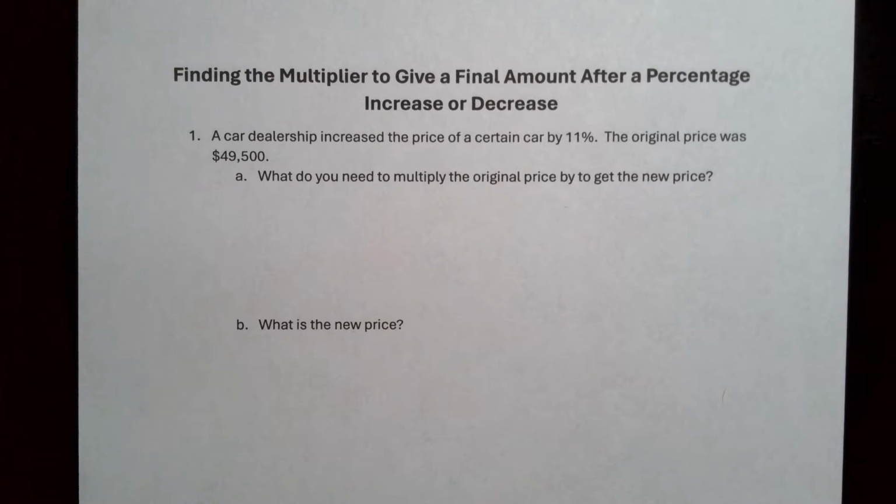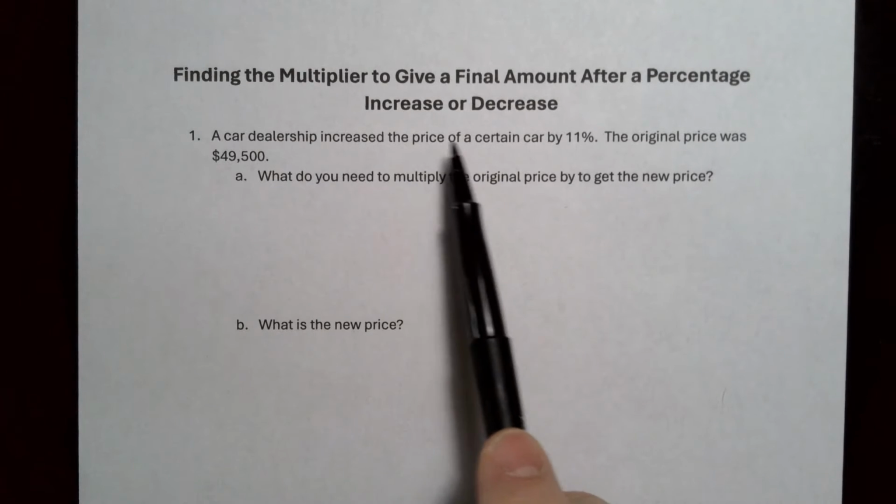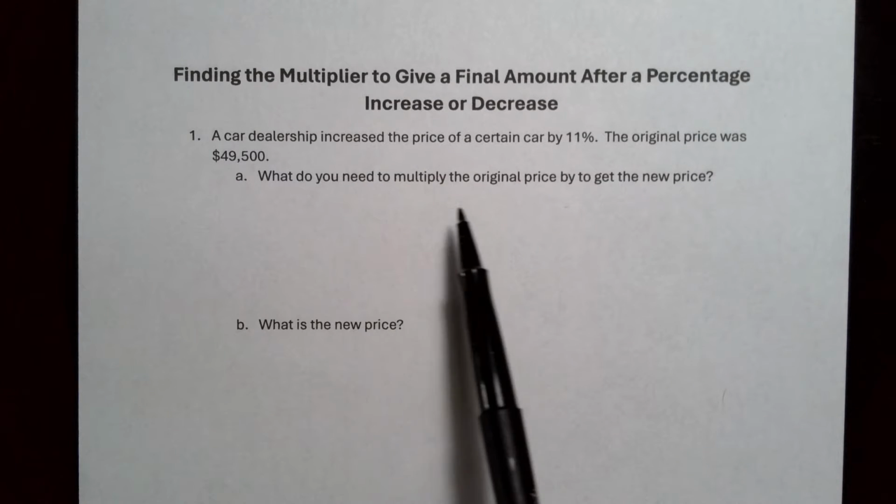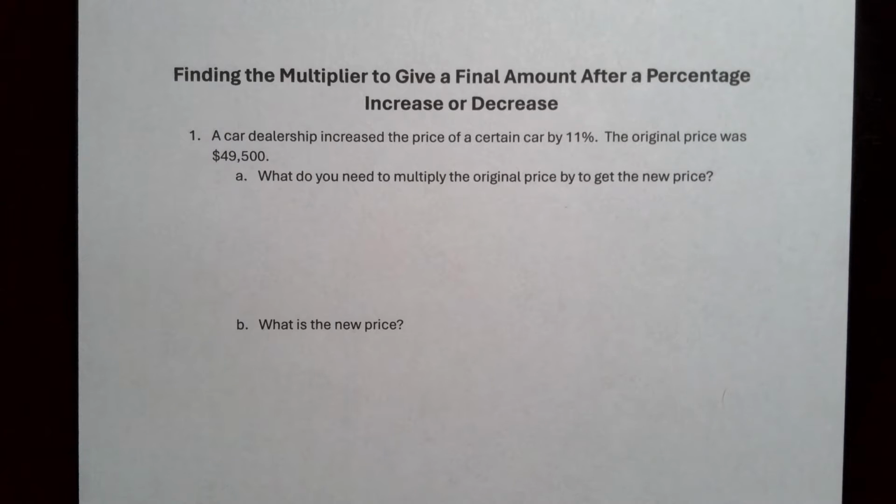In this video, we will be talking about finding the multiplier to give a final amount after a percentage increase or decrease. Okay, in our first problem, we have the car dealership increased the price of a certain car by 11%. The original price was $49,500. What do you need to multiply the original price by to get the new price?